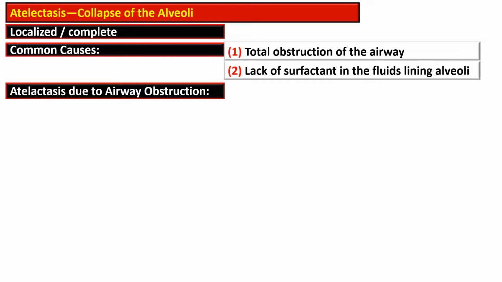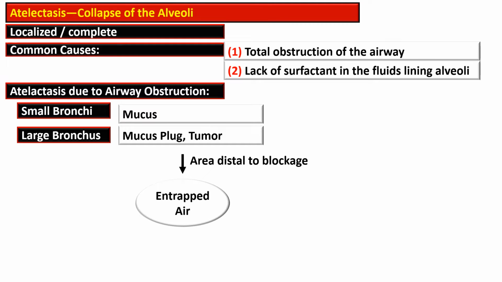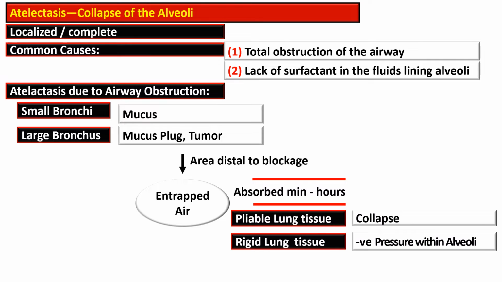The atelectasis that is due to airway obstruction can occur in a small bronchi due to presence of a mucus, or in a large bronchus due to presence of a tumor or mucus plug. The air is entrapped in the area distal to the blockage, and within hours or minutes it will be reabsorbed by the blood that is flowing in the capillaries.